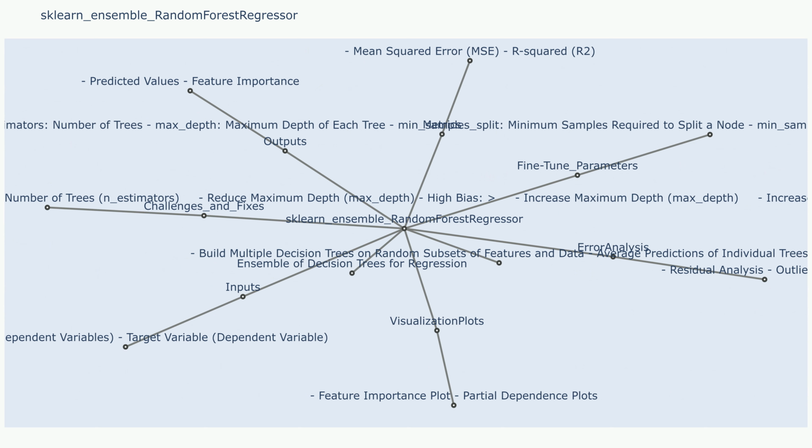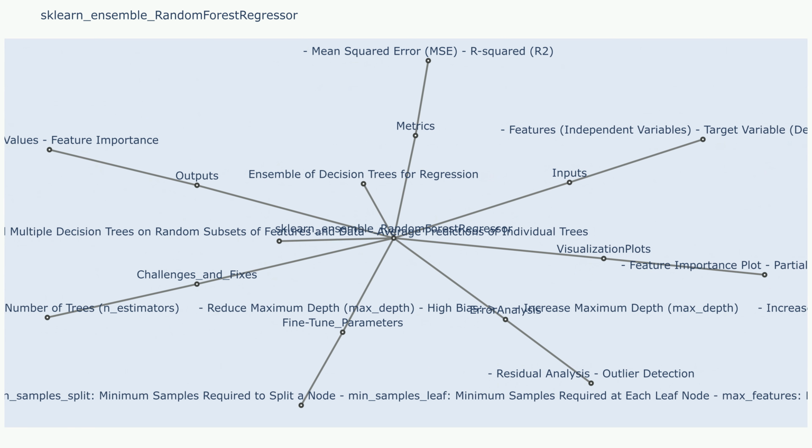Visualization plots. Visualization plot 1. Explain in detail. Feature importance plot displays the importance scores of each feature, providing insights into which features have the most significant influence on the model's predictions. Visualization plot 2. Explain in detail. Partial dependence plots visualize the relationship between a single feature and the target variable, while holding other features constant. They help understand the impact of individual features on the model's predictions.